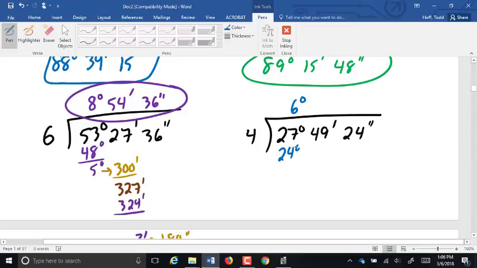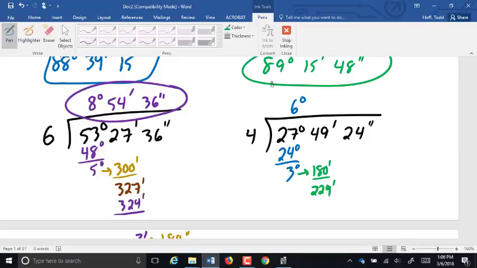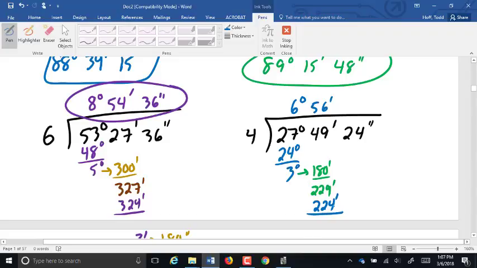6 times 4 is 24. We subtract to get 3. Now what? 3 becomes 180, yep, times 60. Then what? Bring down the 49 to make it 229. And then? 56, yes, 229 divided by 4 is 56, which 56 times 4 is 224.